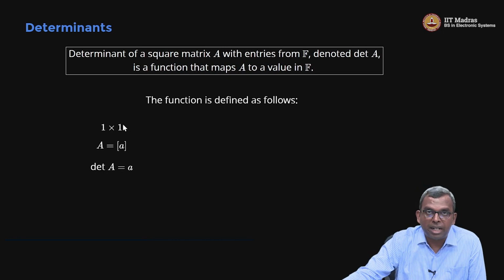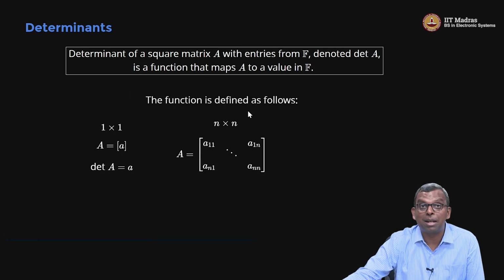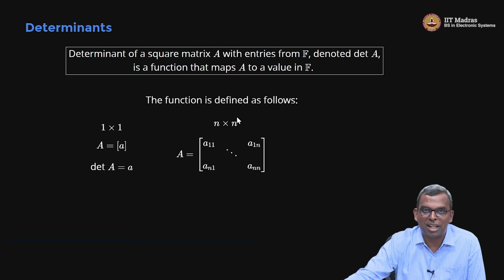For a 1 by 1 matrix, which is so trivial, capital A equals just a. The determinant is equal to the value itself. Easy to define. So we define a base case, which is 1 by 1. Then I'll define the n by n case.